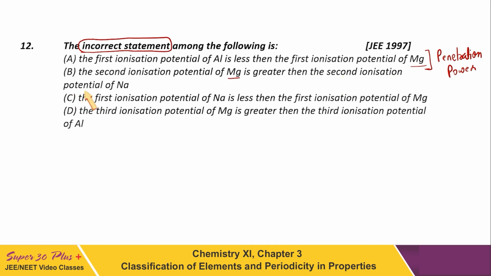The second statement says second ionization potential of Mg is greater than second ionization potential of sodium? No. For sodium, after removing one electron, it will attain inert gas configuration. So students, please take note of that. It will be quite difficult to remove the second electron of sodium, and second IP of sodium will be much greater than second IP of magnesium. So the right answer is option number B, because it is an incorrect statement. This statement is not correct. And in this question, we have to pick the incorrect statement.